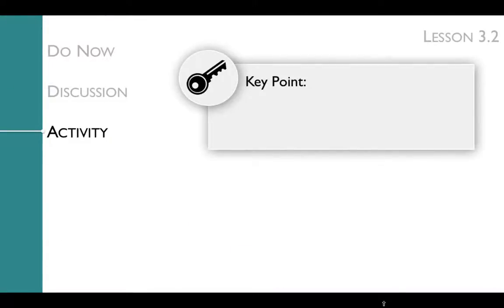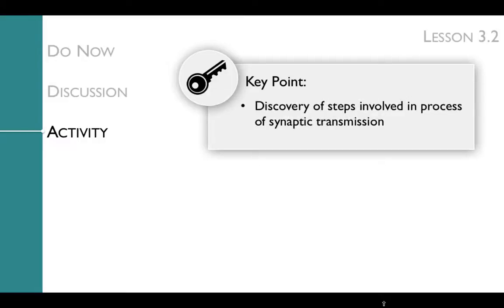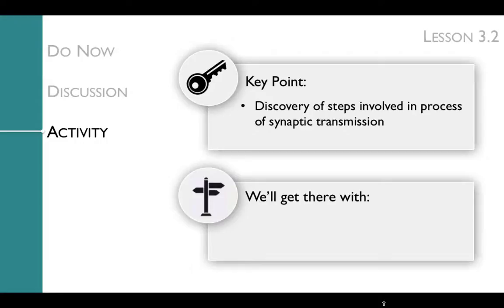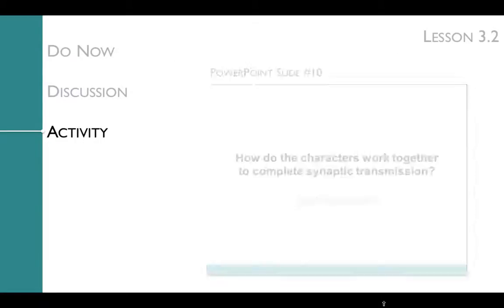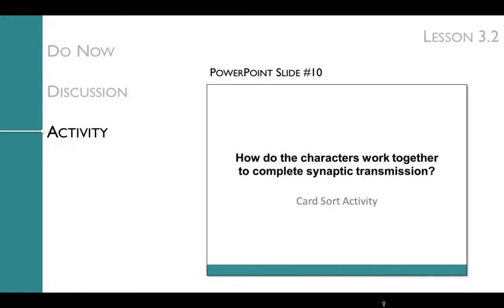The key point of the activity is to allow students to discover the steps involved in the process of synaptic transmission. We'll get to this key point with a card sort and a Socratic discussion. In the activity, you'll give pairs of students a set of synaptic transmission signaling cards for them to sort. The 8 cards are written such that if students are reading carefully, they should be able to order them fairly easily.